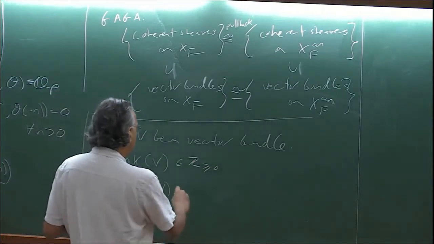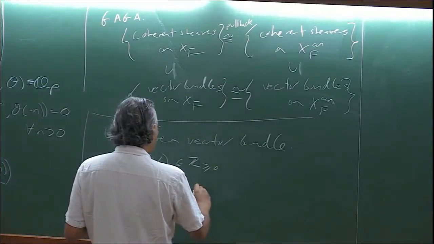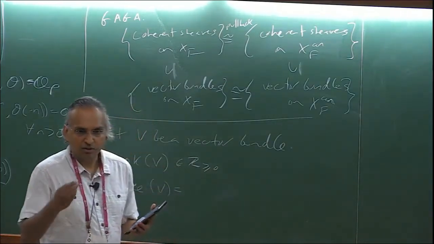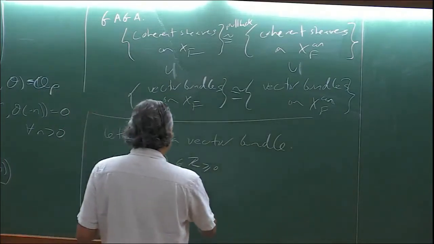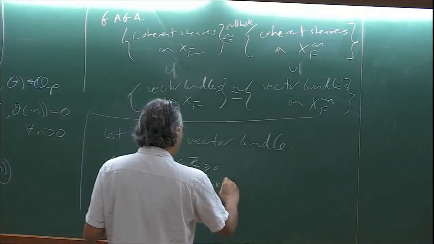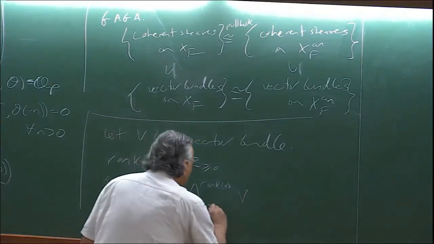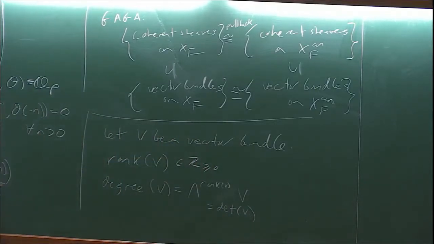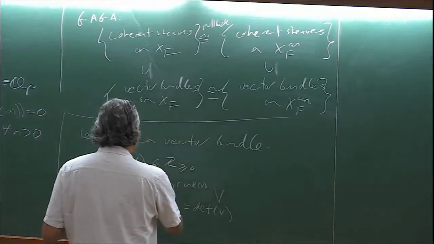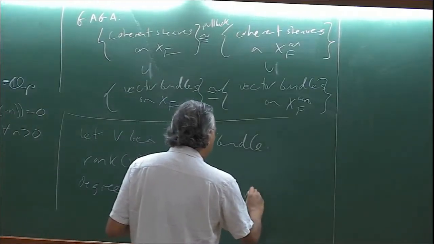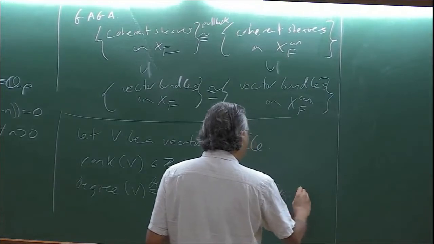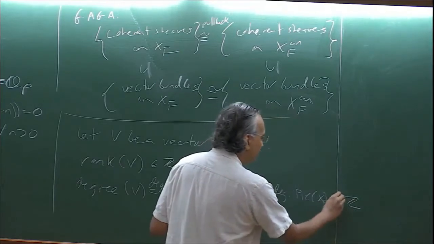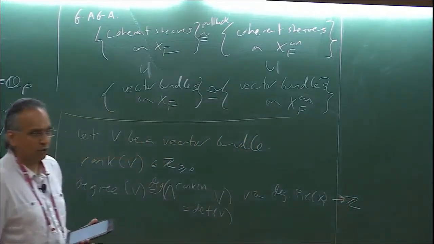Then there's the degree of V. For a line bundle, I have a degree function coming from the degree function of divisors. So what I'm going to do is take the top exterior power of V, the so-called determinant. I might call this the determinant of V also. The determinant of V is its top exterior power. That's a line bundle. I take the degree of that via the map that we constructed from the Picard group to the integers, using the fact that principal divisors have degree 0.